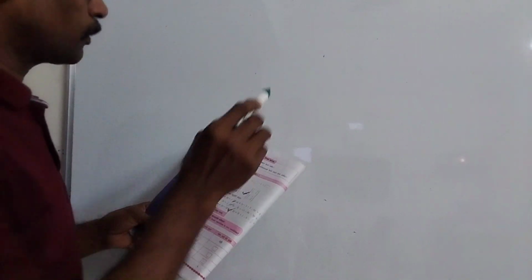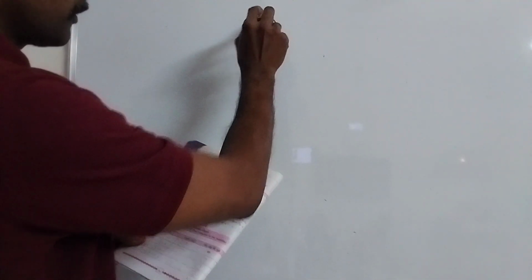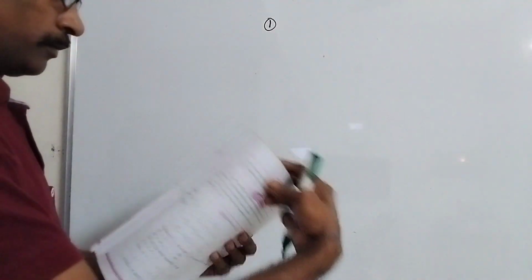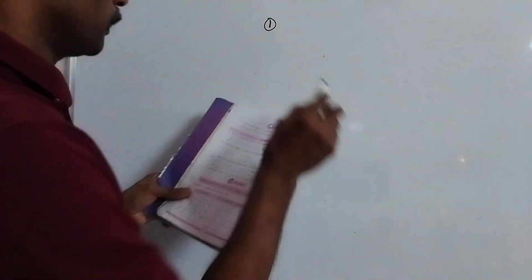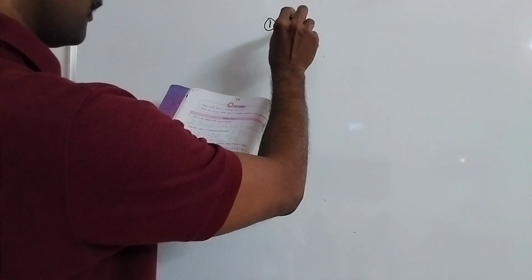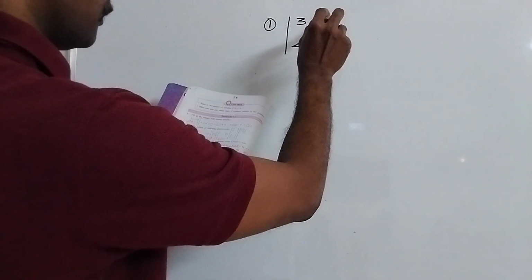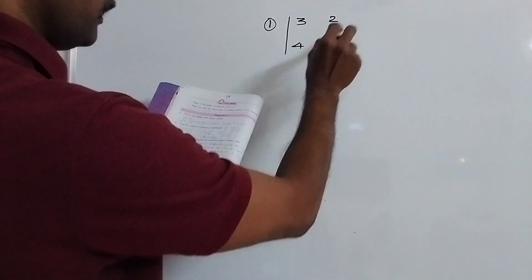Practice set 1.3. First question given here, from the textbook. Fill in the blanks with correct numbers. See this: vertical line 3, 4, 2, 5.